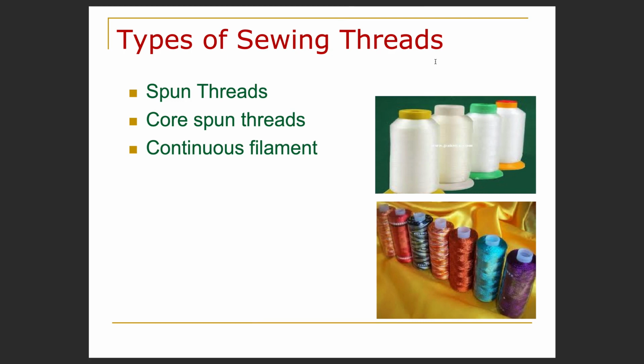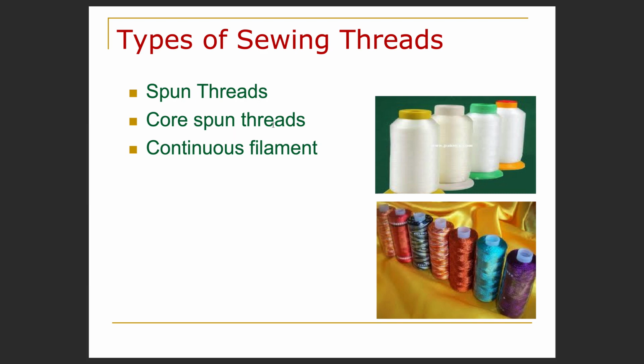So there are different types of sewing threads: spun sewing threads, coarse spun sewing threads, and continuous filament sewing threads. This is based on the fiber type which goes into the making of the sewing thread. Spun sewing threads consist of short staple fibers like cotton and such like natural fibers.